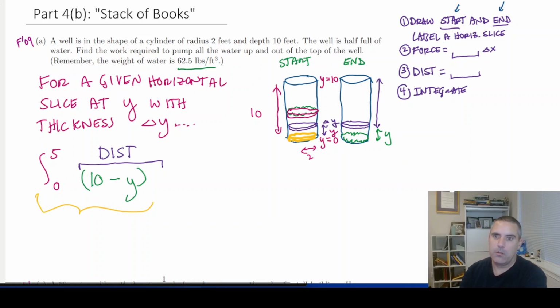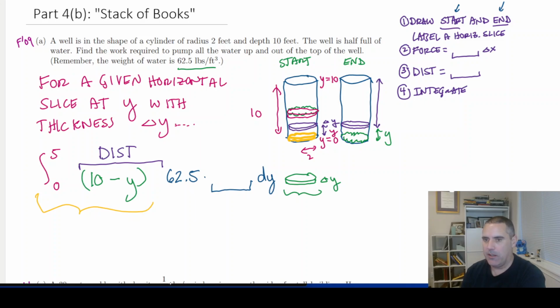Okay. Now the question is, how much water is at that level? The amount of water at that level, well, how much does something like this weigh? Well, they told me that it's 62.5 pounds per cubic feet, but how many cubic feet is that? Well, I know the thickness is delta y, that's fine, but it's going to be thickness times the area. Well, the area is a circle. So let's write this all out. So it's going to be 62.5 times something times dy.